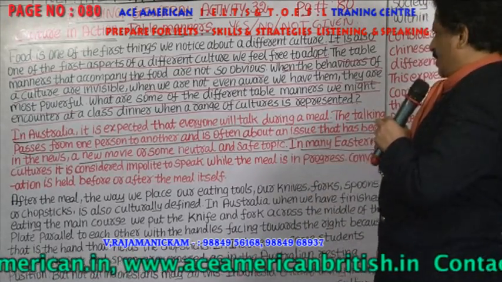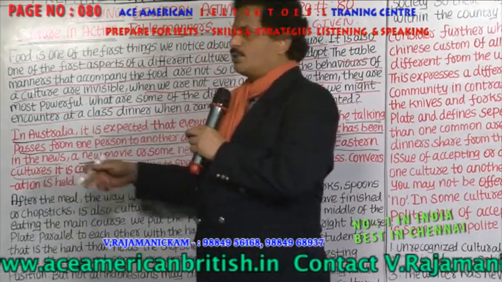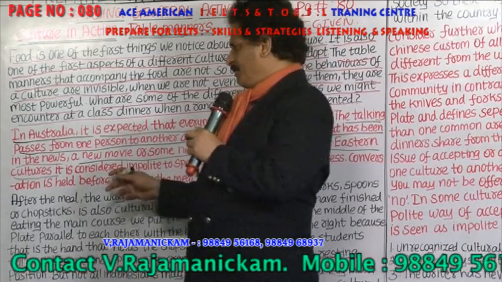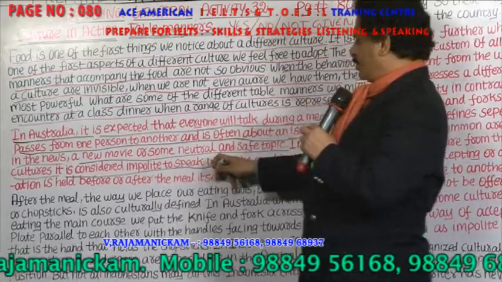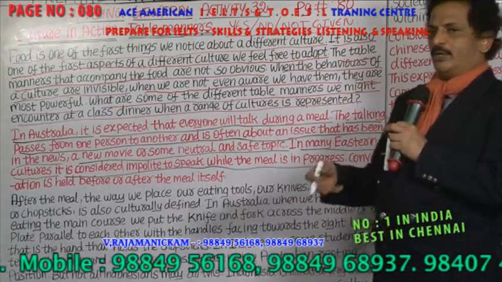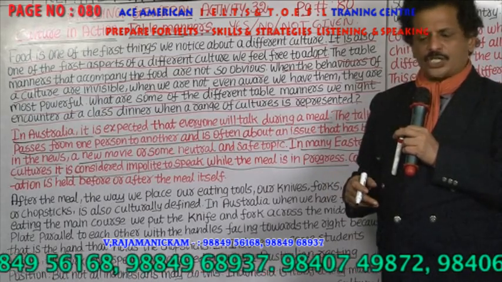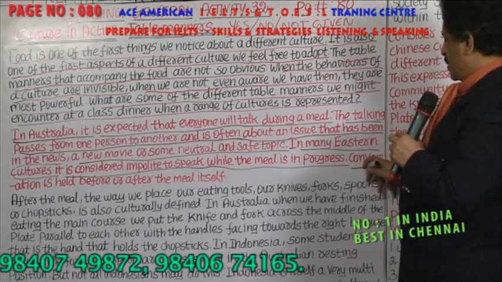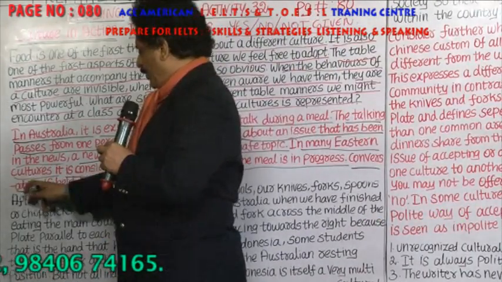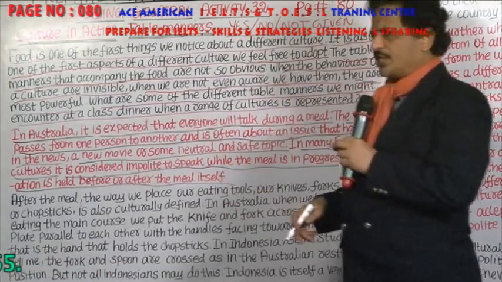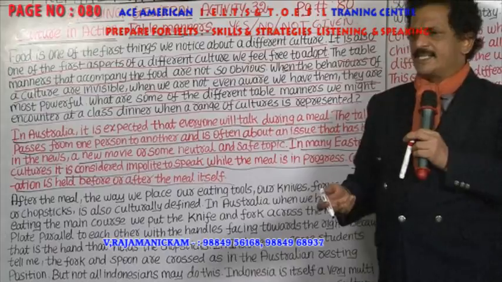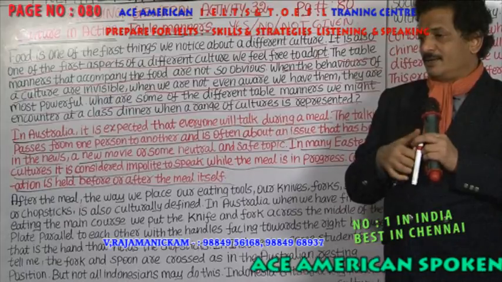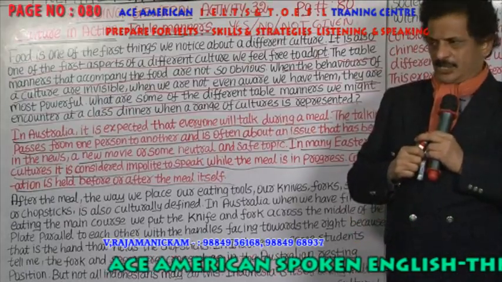So in many Eastern cultures, what does it mean? It is India, or you can say Pakistan, Bangladesh. It is considered impolite to speak while the meal is in progress. So while you are eating the food, you are not supposed to talk. But in Australia, when you are eating, you are speaking. That is considered to be a great thing. They will be speaking about latest topics. So conversation is held before or after the meal itself. In an Eastern country like India, they speak only before the meals or after the meals. During the time of eating, if you speak, it is considered to be impolite. It is not good.